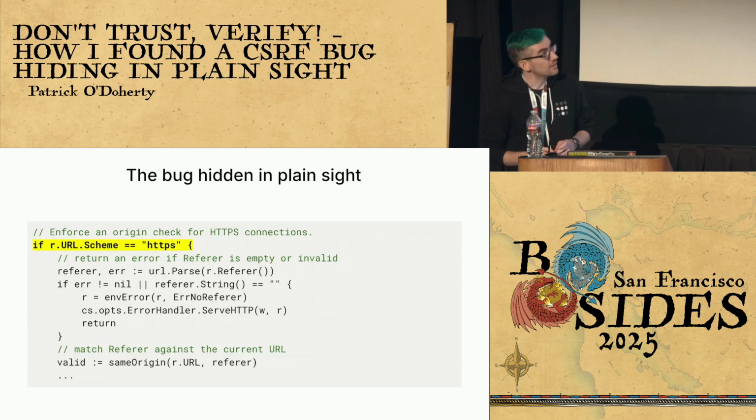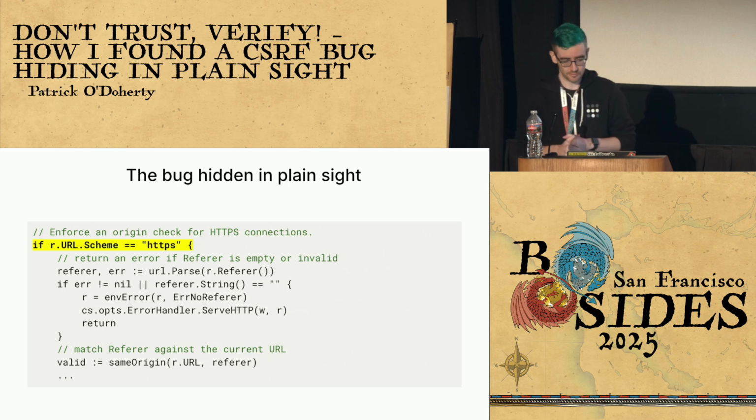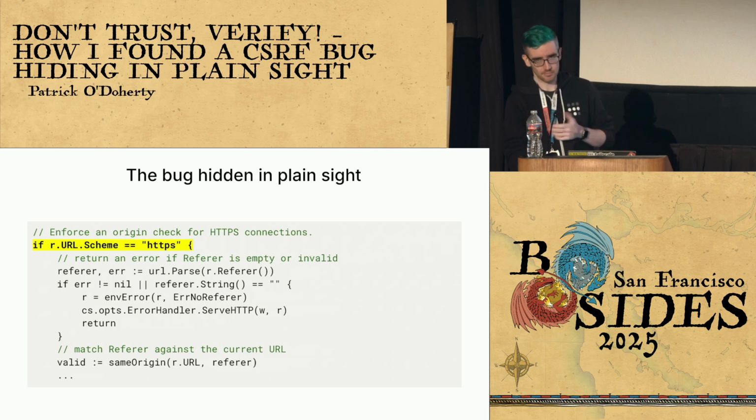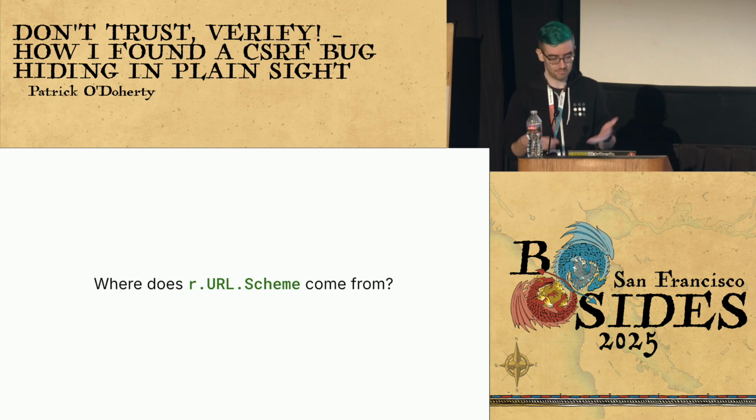And if we dig in, we can see that Gorilla does have this same origin policy code that I spoke about. But curiously, it only runs when it considers that the request is being served over HTTPS. And it determines this by inspecting the URL scheme in the URL that is parsed by the server. And so the question becomes, where does this data come from? Where does this request URL scheme property get specified?